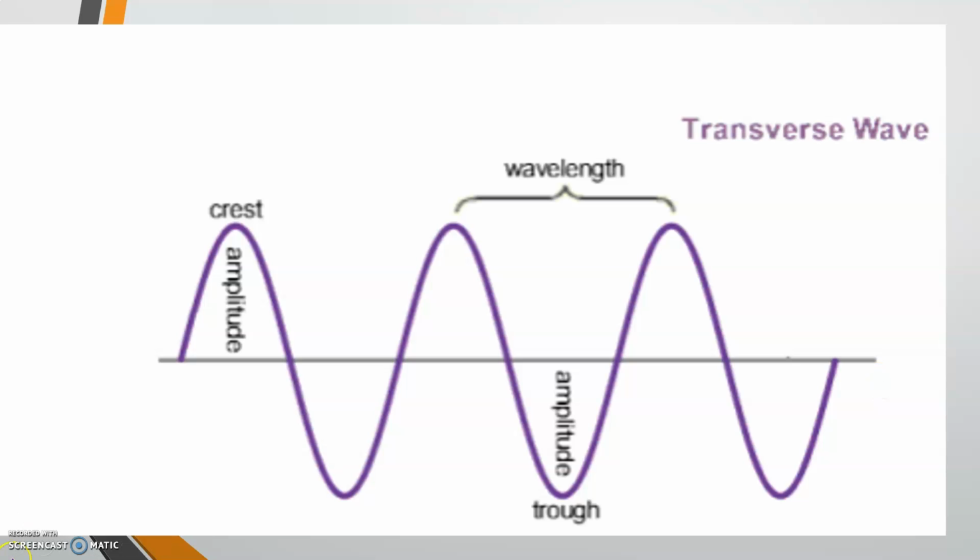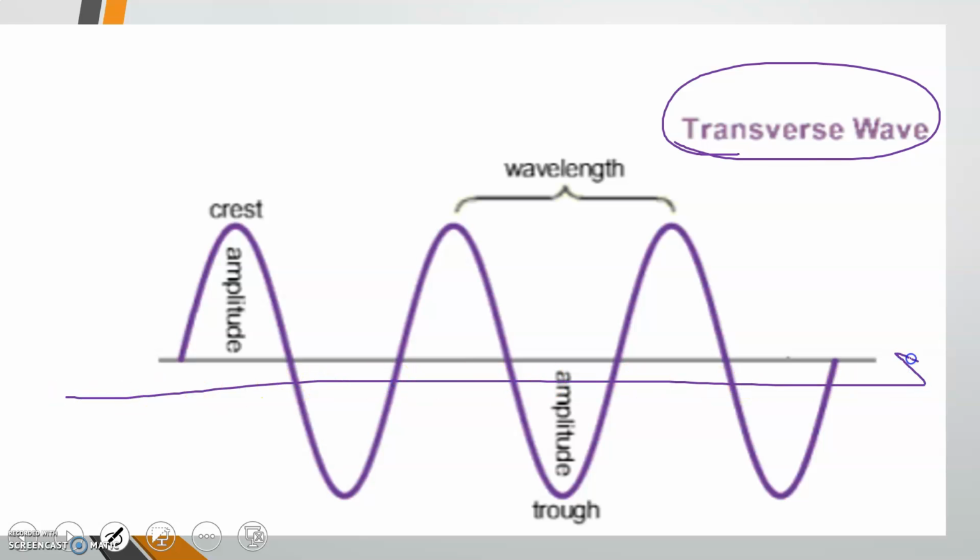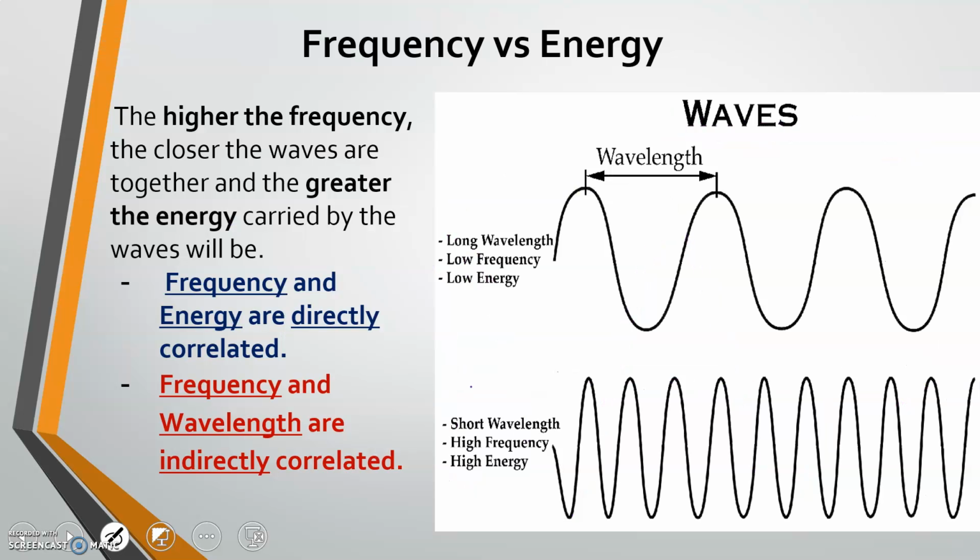And remember, this is a transverse wave. Transverse waves have energy that is sent one way, and then the vibrations occur up and down, or perpendicular. So remember, this one moves perpendicular at right angles to the direction that the energy is moving.